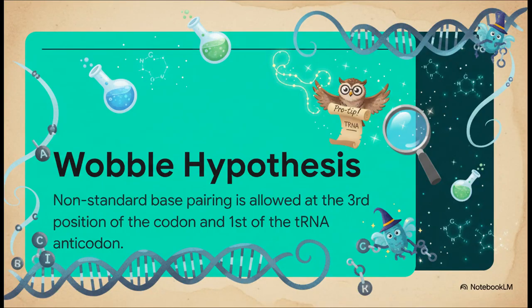Okay, let's talk about the wobble hypothesis. And you are definitely going to want to star this in your notes. This is a huge concept for the exam. Basically, it means the base pairing rules get a little bit flexible, but only at one specific spot. It's the third base of the mRNA's codon that can form a wobbly pair with the first base of the tRNA's anticodon. Here's your pro tip. A classic mistake on the final is getting this backwards, so remember, it's the first base of the tRNA's anticodon that wobbles.